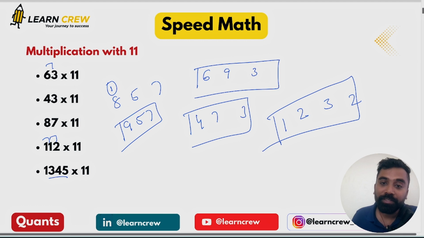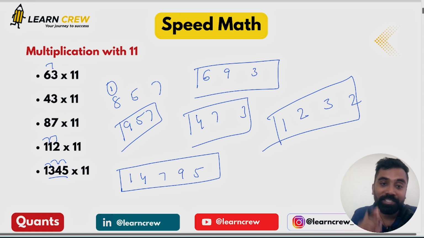Similar way, if you do it for 1, 3, 4, 5, it becomes 1 and 5 far apart. What is 5 plus 4? 9. What is 3 plus 4? 7. What is 1 plus 3? 4. 1, 4, 7, 9, 5. If you want, cross check it with your calculators, you will get the same exact answers. So this is the power of your speed math. Okay, next.